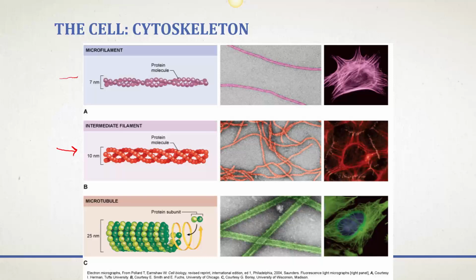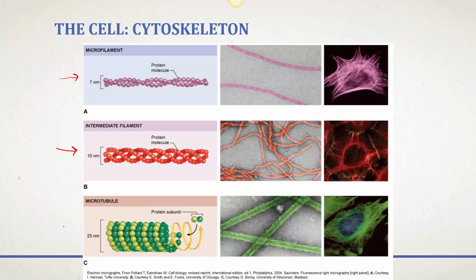Microfilaments are the thinnest, and these are going to aid in movement. So if you ever want to have a muscle contraction, it's the microfilaments that are moving past each other in order to contract that muscle. Microfilaments are also going to form the basis of cilia and flagella.